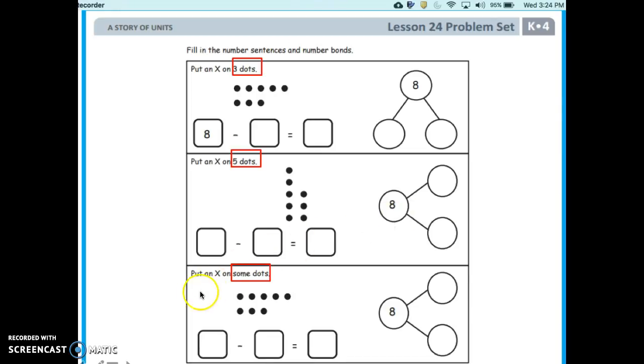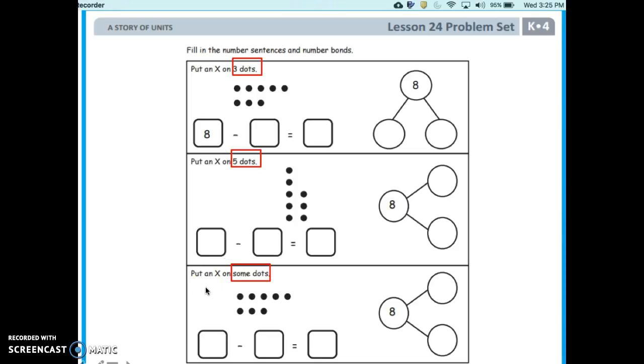Okay, come on down here. This is going to be a bit of a challenge, because it doesn't actually tell you the number this time. This time it says, put an X on some dots. You get to decide how many dots you want to cross off. That's why it says some dots. So you pick. Maybe you'll cross 1 off, maybe 2, maybe 5. I don't know. You pick. So put an X on some dots. I'll wait while you pick how many you want to cross off.